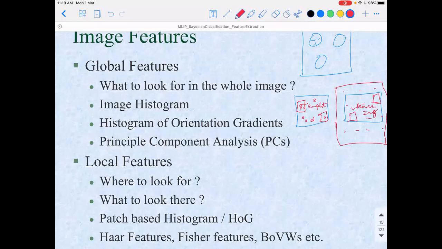Some examples of global features can you tell? They are here anyway, but I just want to hear from you. Examples of global features, first and then local features. Can a few of you tell some examples for global features? Yeah, please tell quickly. Yes, sir.